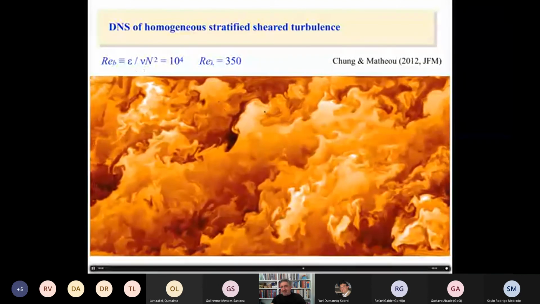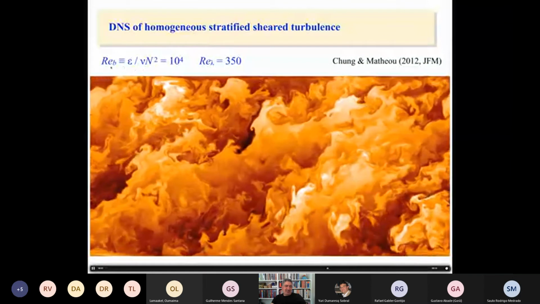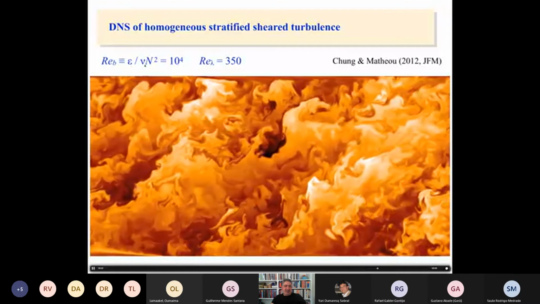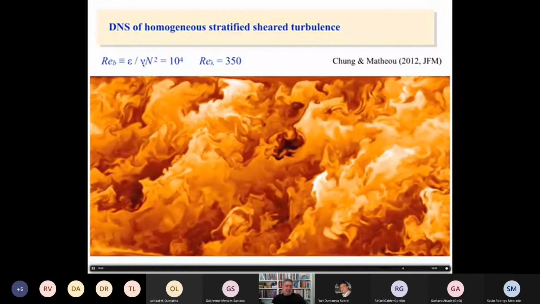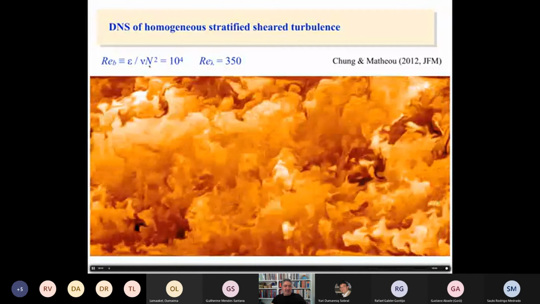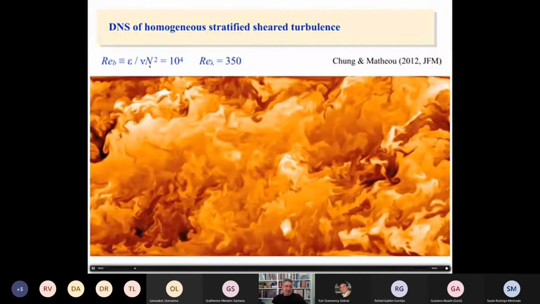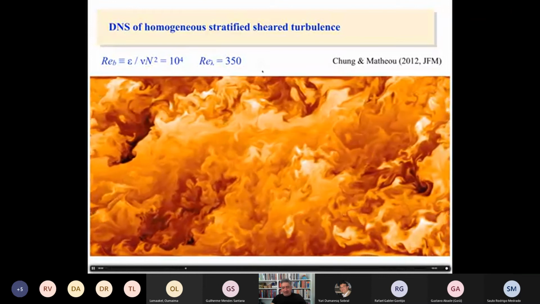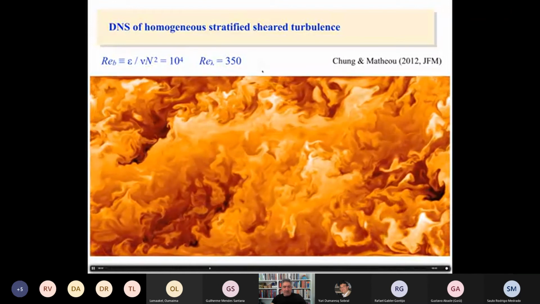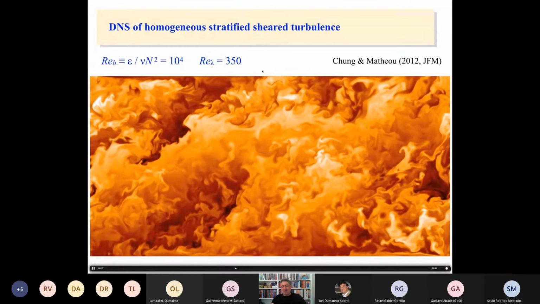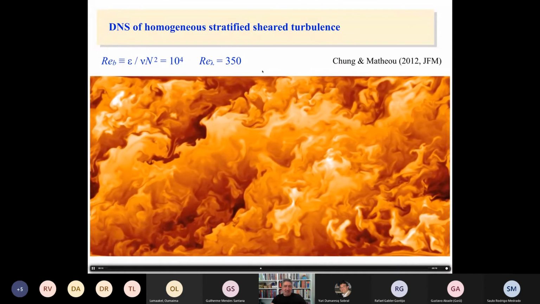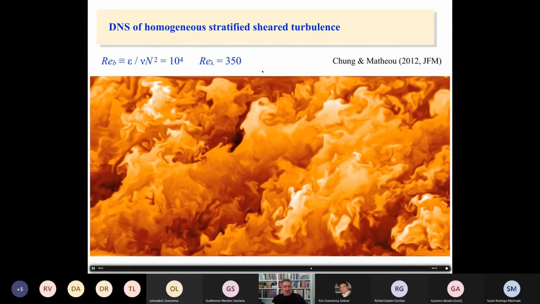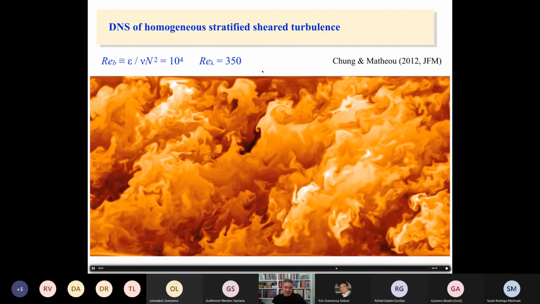We classify the strength of the stratification using the buoyancy Reynolds number, this parameter here. Epsilon is the dissipation, nu is the kinematic viscosity of the fluid, and N is the buoyancy frequency of the fluid. This is a Taylor Reynolds number of about 350, so the turbulence is pretty okay. It's not fully turbulent, but the Taylor Reynolds number is pretty okay. This is a case that is closer to being neutrally stratified.